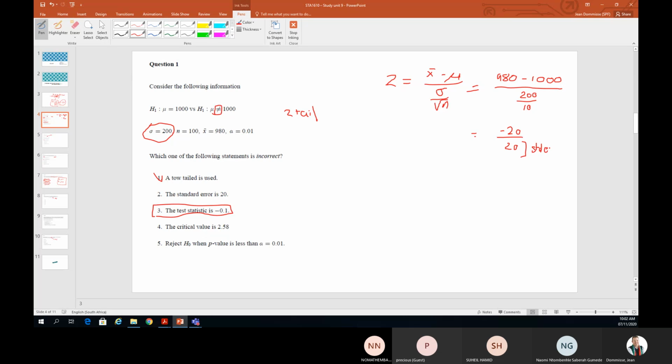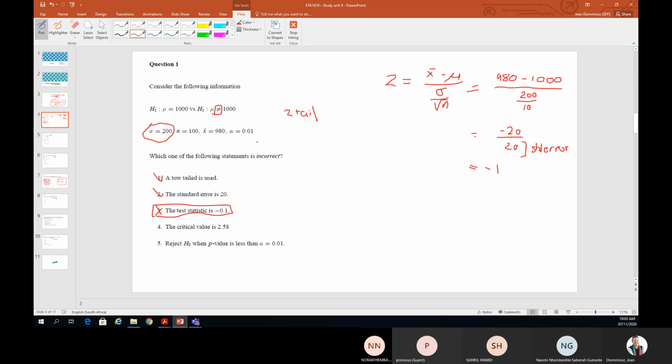I think we did that in the previous session last week. So standard error is 20. It's also correct. See, so in the process, we're nearly answering all of the other questions. So minus 20 divided by 20 is minus 1. Okay, so this one is the wrong one because we actually want minus 1 and not minus 0.1.